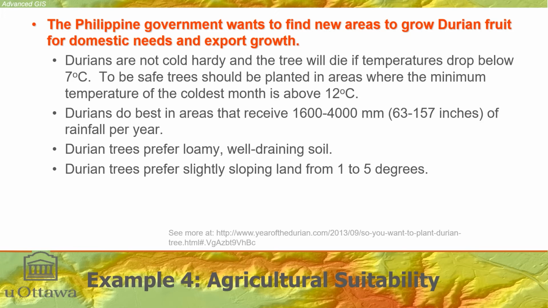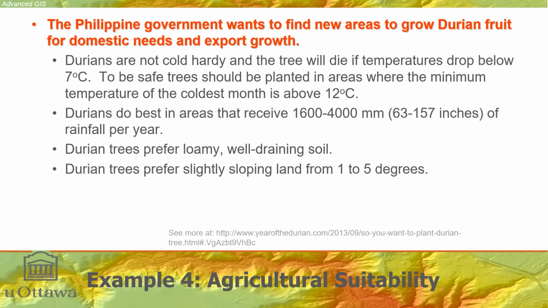So the Philippine government wants to find new areas to grow durian fruit for domestic needs and export growth. Why? Because durian is the king of fruits, it's highly sought after, and it's very profitable. Now, durians, though, are extremely sensitive. They've evolved in a pure tropical climate. They can't even survive at temperatures less than 7 degrees Celsius. So if a temperature reaches 7 degrees Celsius, it might as well have reached minus 20. It's the same to the tree: it will die.